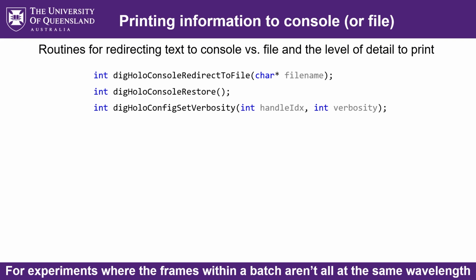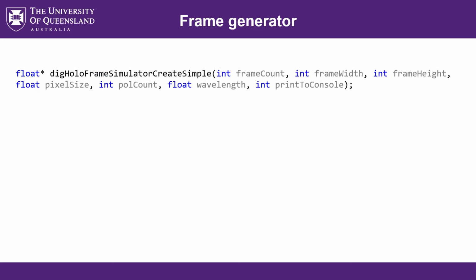There's a simple test frame generator, both an advanced interface version and also this simple version. You request the number of frames, the dimensions of the frames, the pixel size, polarization count, and the wavelength, and it'll just create some simulated off-axis digital holography test frames for you.